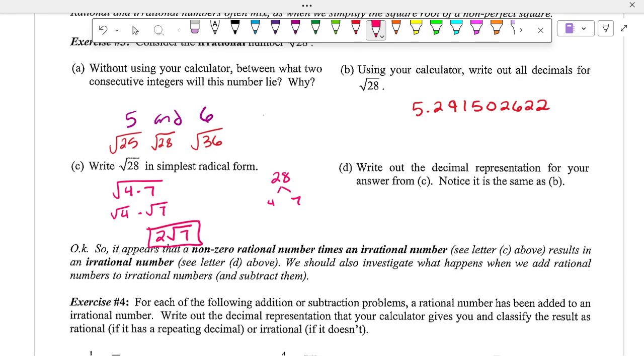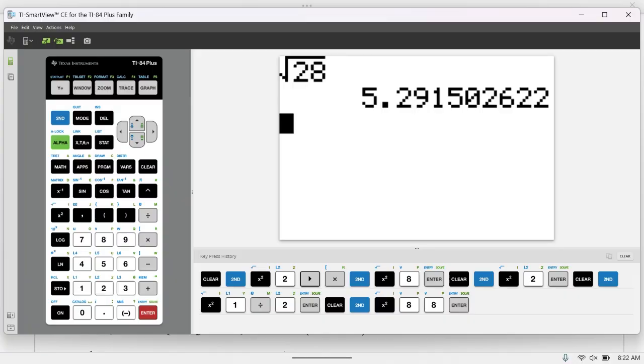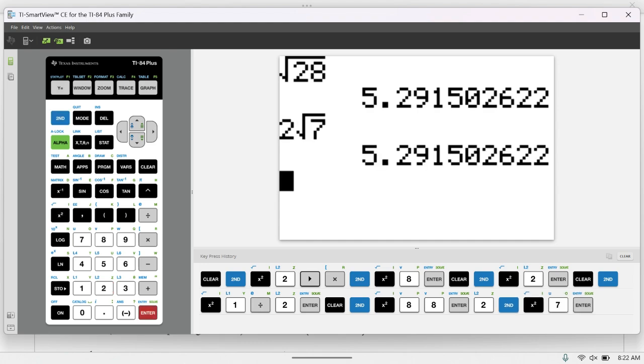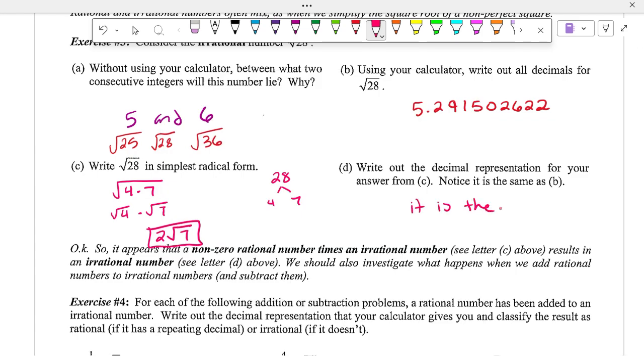Now, let's see if that gives us the same answer. So if I put 2 times the square root of 7, is that or is that not the exact same answer? Yeah. So we're not going to rewrite this, but it is the same as the square root of 28.